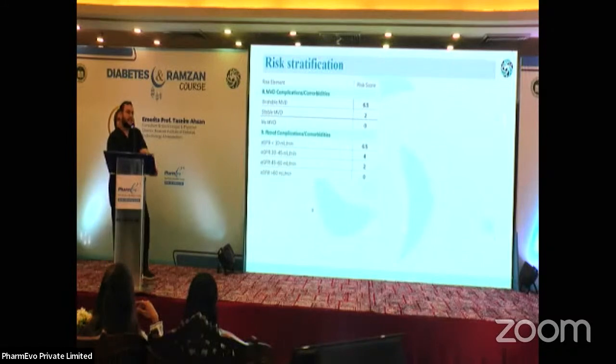We have to see the renal complications. We have to see the eGFR. If there is a severe renal compromise, then straight away a 6.5 score makes the high risk. But if it is in between 30 to 45, then 4 points will be added, 45 to 60 points, and if more than 60, that is normal.